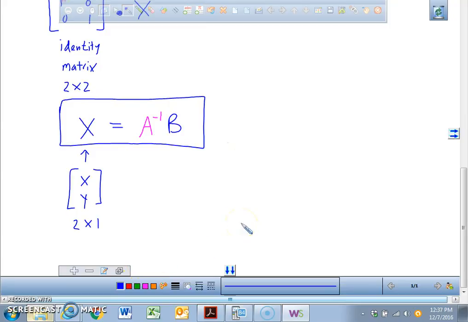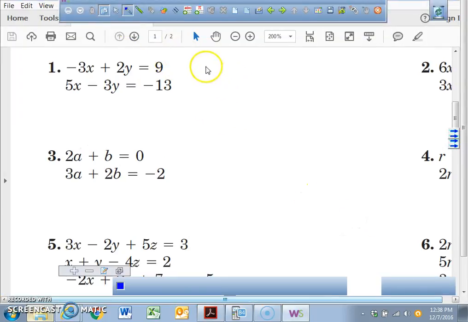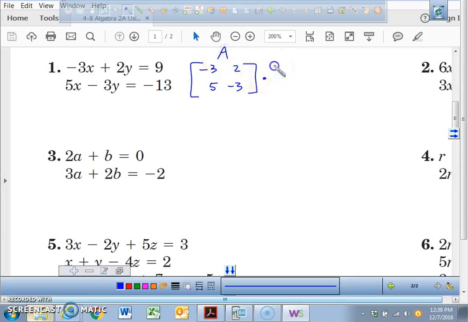Now we're going to do a practice problem. We're going to do 2 practice problems to show you how to use a graphing calculator so you can solve these efficiently. All right, in order for us to use that formula, we actually have to be able to set things up. So the very first thing I would like you to do is we're going to set up number 1. I'm going to call matrix A negative 3, 2, 5, negative 3. We're going to multiply, that's matrix A, times matrix X, which is simply X times Y, and that is going to equal matrix B, which is a 9 and a negative 13.